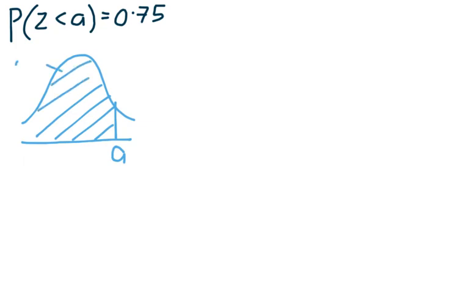And this is 0.75. Okay, so again, to know the Z value or the A value, since this shaded area, if we compare with our table shaded area, they are the same. So let us pull out the table.